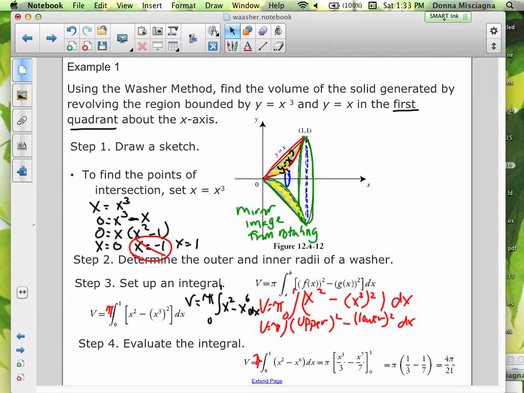If I didn't have that inside function there, and I just rotated the line around, we'd have a cone with no hole.